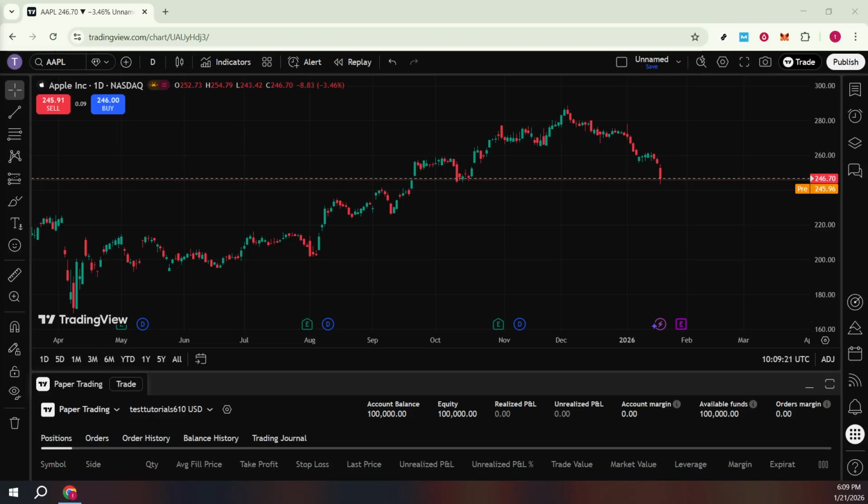In today's video, I'm going to teach you how to use the MACD indicator on TradingView. By the end, you'll know exactly how to add it to your chart and read its key signals with confidence.